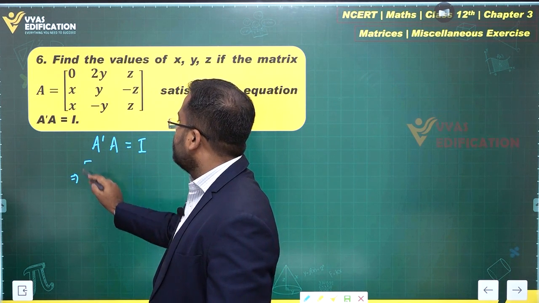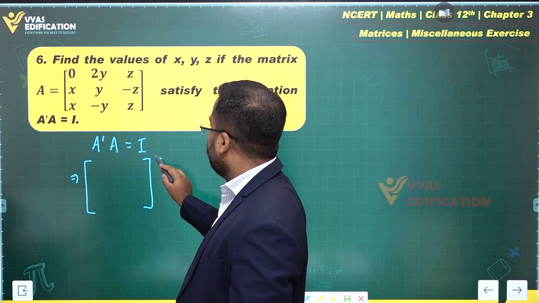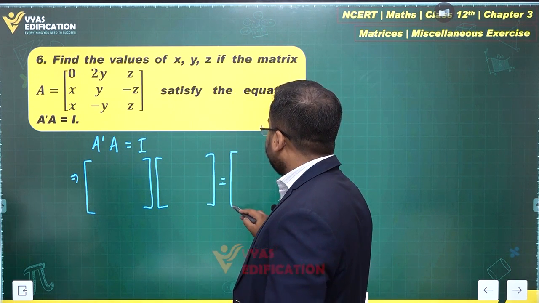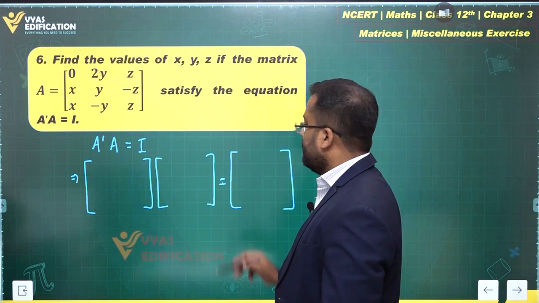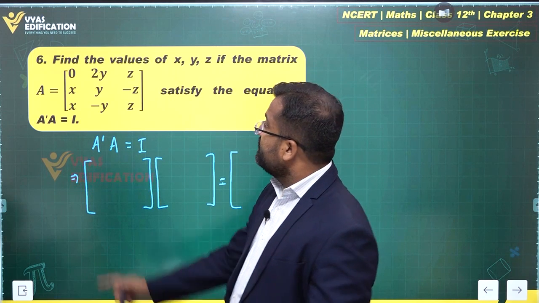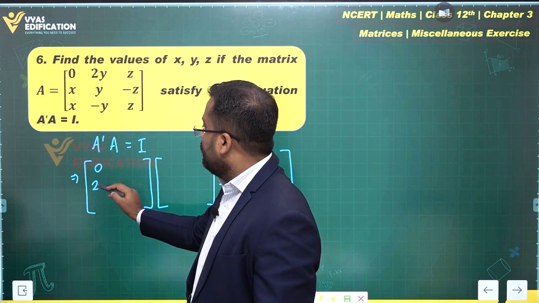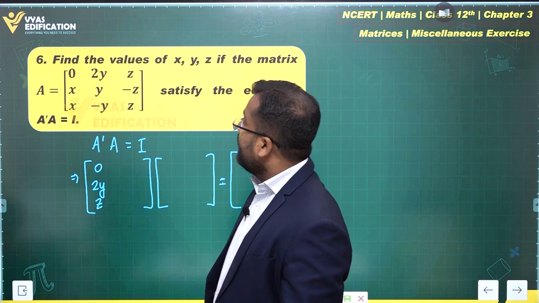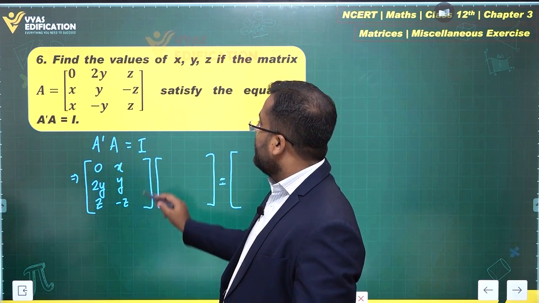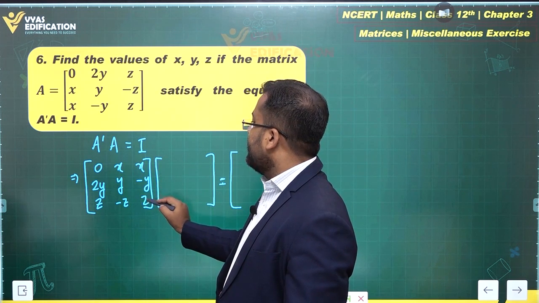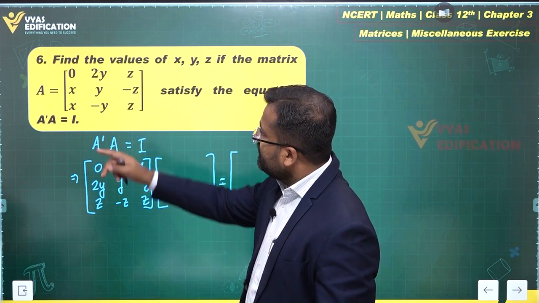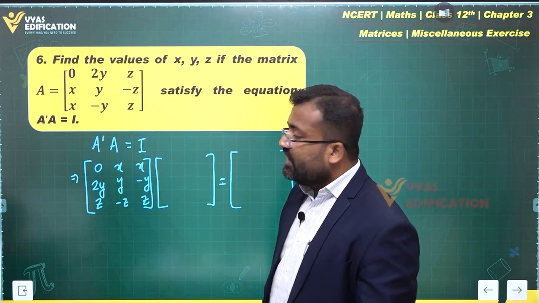What is the matrix A transpose equal to? And what is the matrix A equal to? And the product is equal to the identity matrix. So let's write the identity matrix on the right hand side. First of all, A transpose is the transpose of this matrix: 0, 2y, z; x, y, minus z; x, minus y, z. The rows and columns are interchanged, right? The first row becomes the first column, the second row becomes the second column, third row becomes the third column.